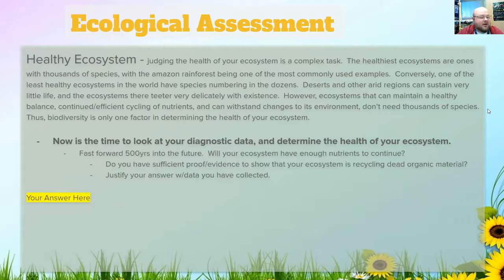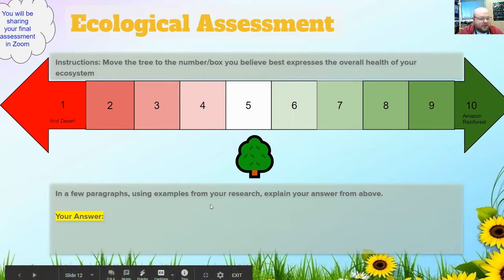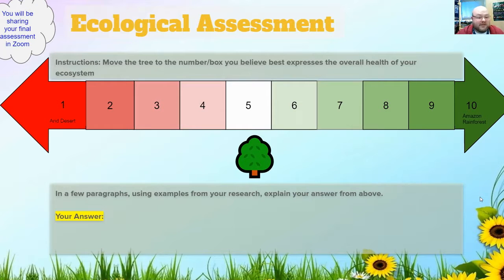Keep answering them. And then finally, at the end, you're going to rate from 1 to 10 which would best assess the health of your ecosystem overall. Like one would be a really dry, bad desert climate. 10 would be a really diverse atmosphere full of resources and lots of animals and organisms and bugs and plants. And yours is probably going to fall somewhere in the middle, one way or the other. And then at the bottom, you are going to answer the question here using some examples from your research. And that is it. That completes the project.